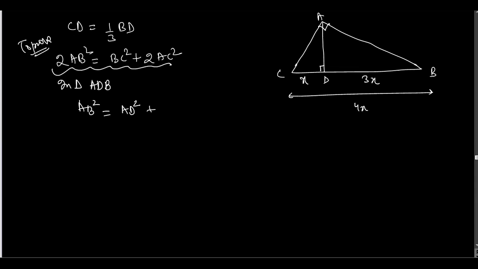AB square is equal to AD square plus 3X square. So you can write it: AB square is equal to AD square plus 9X square. So this is our first equation.